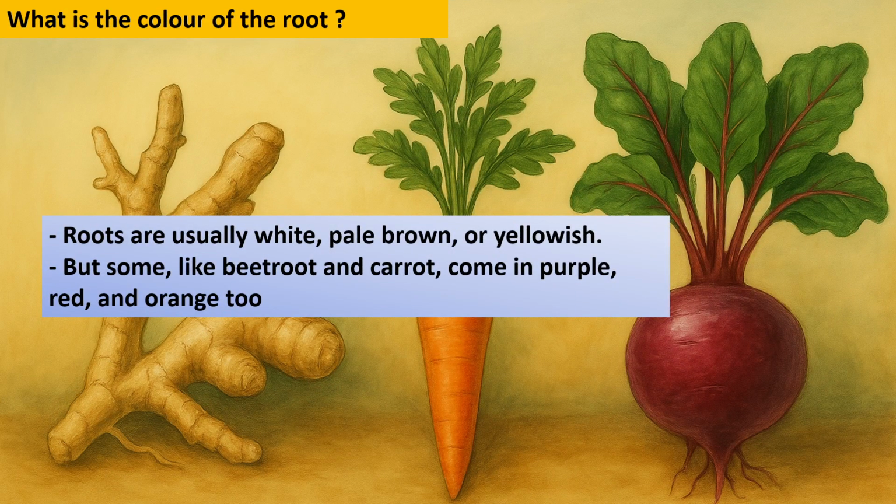Roots are usually white, pale brown, or yellowish, but some like beetroot and carrot are purple, red, and orange too.